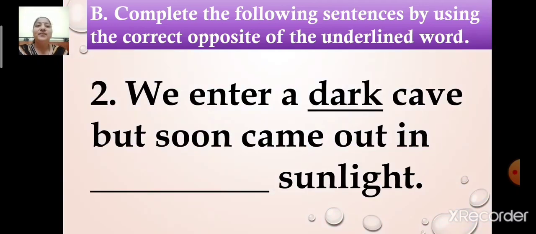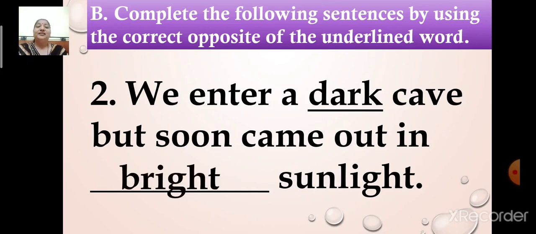Next. Number 2. We enter a dark cave but soon came out in dash sunlight. Now children, here the underlined word is dark. Now children, tell me, what is the opposite of dark? Yes, you are right. The opposite word of dark is bright. So children, we enter a dark cave but soon came out in bright sunlight.